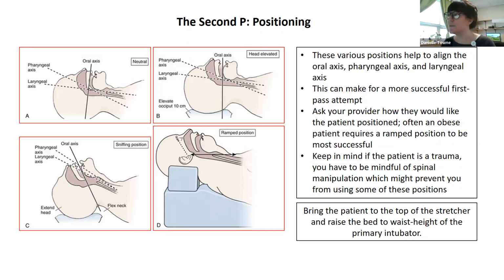And then make sure you position them well in the bed. Pull them up, get them nice and high. Make sure that you raise the level of the bed so that it's at a comfortable position for the provider to intubate, so that they're not crouched over or they're not really high where they can't actually get a good view. Make it work for everybody in the team.